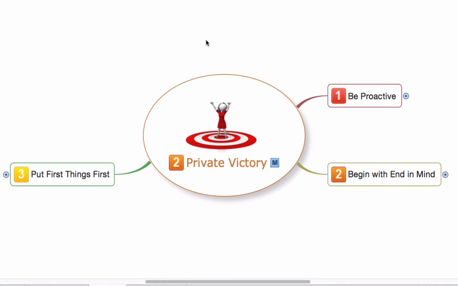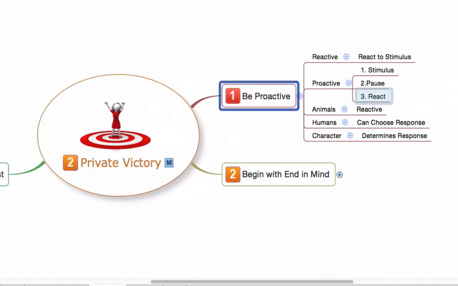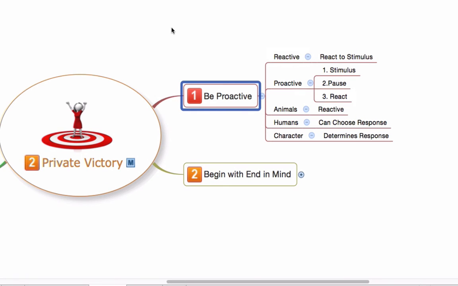Now, under private victory comes the first 3 habits. And the first habit of all is actually one of the goals, the one he believes the most important habit, because he says that's what differentiates us from the animals. An animal is naturally reactive. If you kick a dog, it will want to bite you. So humans are different to animals.